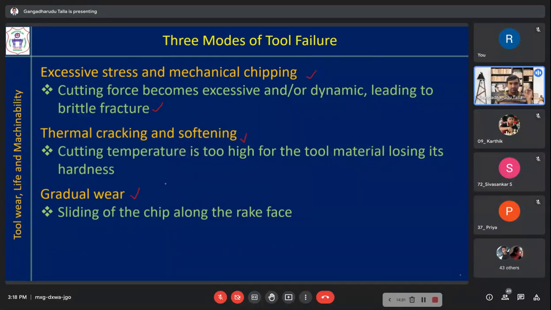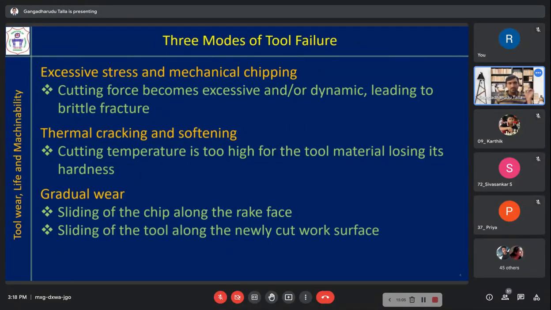Now third, sliding of the chip along the rake face. Not only the rake face, it can be along the flank surface also. So the chip is continuously sliding over the rake face or touching some portion of the flank surface. Then due to different mechanisms, which we will discuss in the coming slides, I am not explaining them right now. So these are the reasons. Sliding of the tool along the newly cut work surface is also there, the tertiary deformation zone.